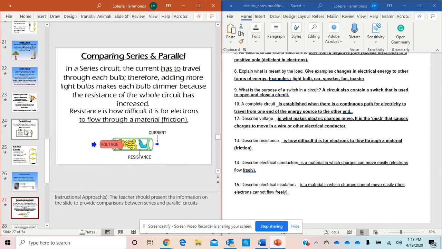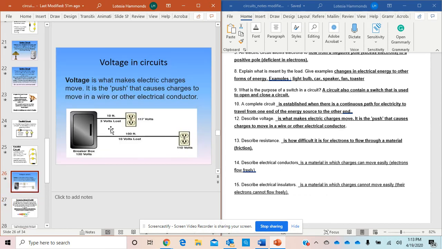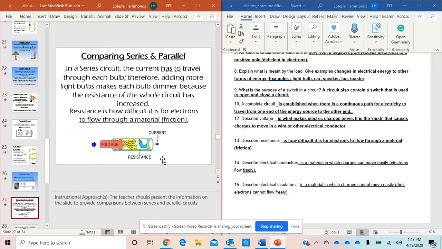When we go back and look at the slide on voltage, remember I described that 3 volts are lost here and 10 volts are lost here. That's based on the friction that is occurring in that wiring, which is causing a reduction in the amount of voltage that's passing through.